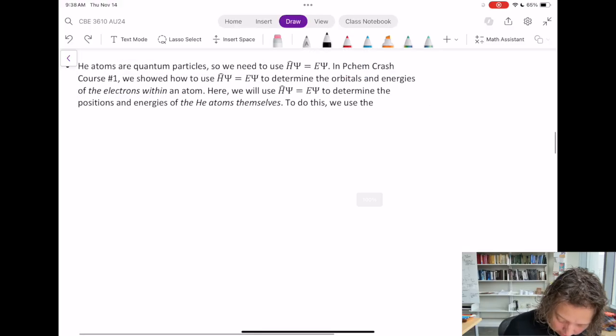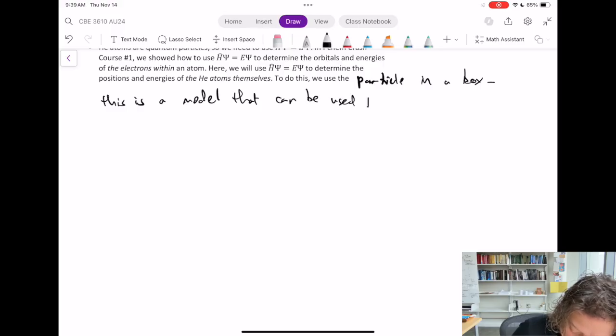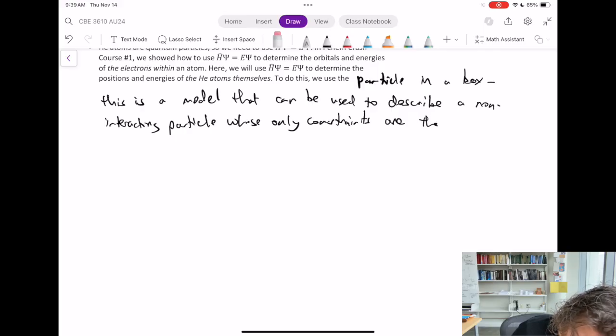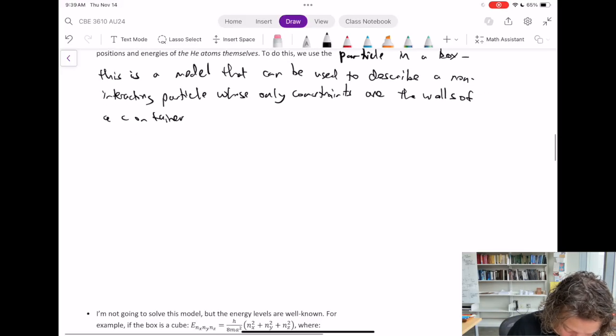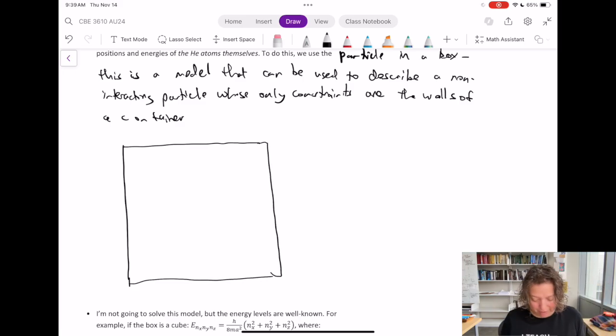Okay, so to do this, we use a model called particle in the box. This is a model to describe a non-interacting particle whose only constraints are, I'll say, the walls of a container. So if I want to draw this thing, I'm going to draw maybe a two-dimensional box. And I'm just going to draw a single particle in that box.